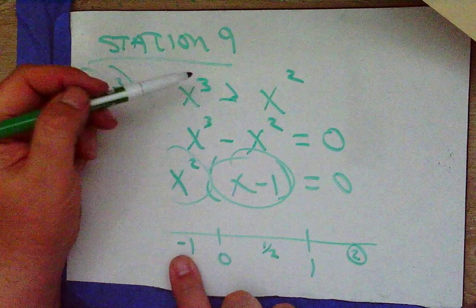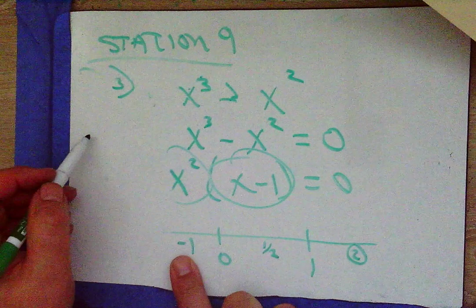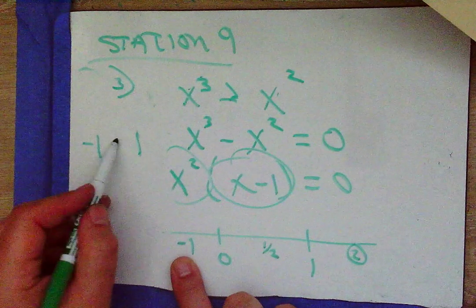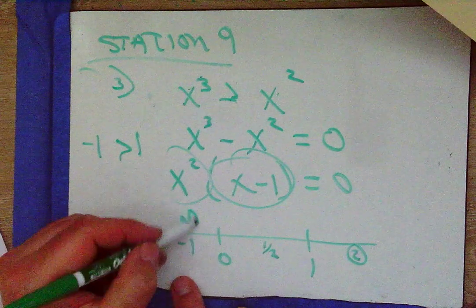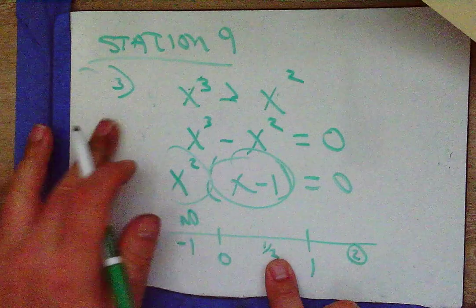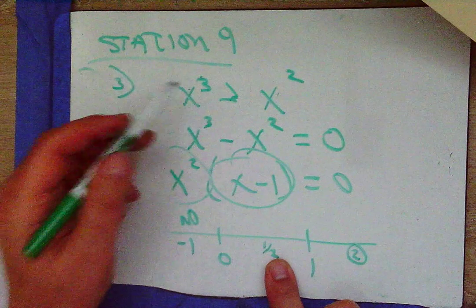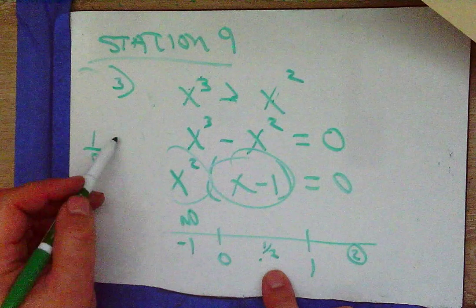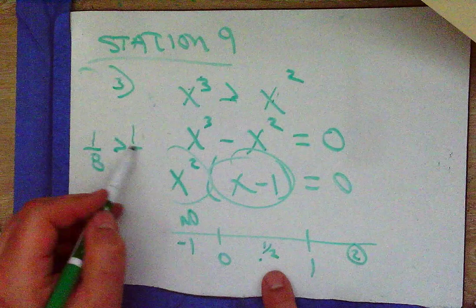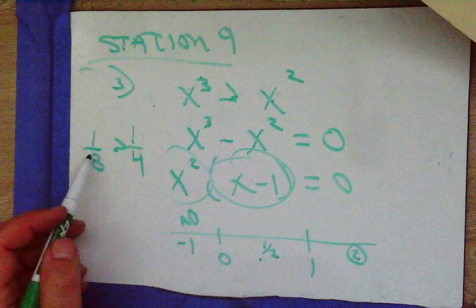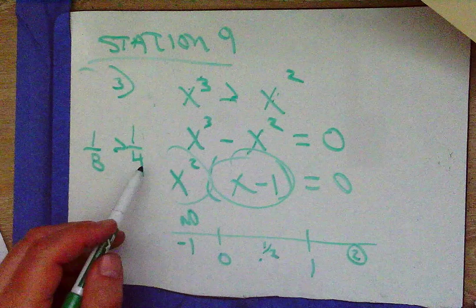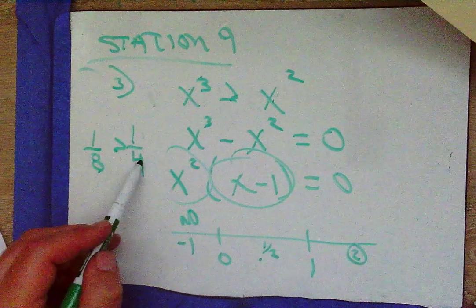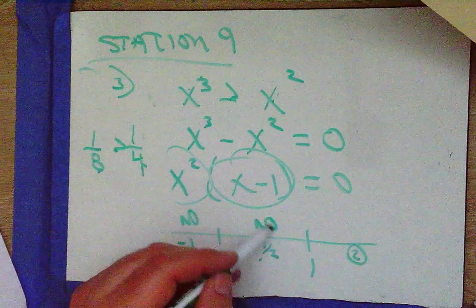Okay, if I plug in a negative 1, negative 1 to the third is negative 1 times negative 1 times negative 1, which is negative 1. Negative 1 squared is 1. Is that a true statement? No, it is not. If I plug in a 1/2, 1/2 times 1/2 times 1/2 is 1/8, as opposed to plugging in the 1/2 here, which is 1/2 times 1/2, or 1/4. Is 1/8 bigger than 1/4? Why, no, it's not. An eighth of a pizza is half as much as a quarter of a pizza, so that's also a no.